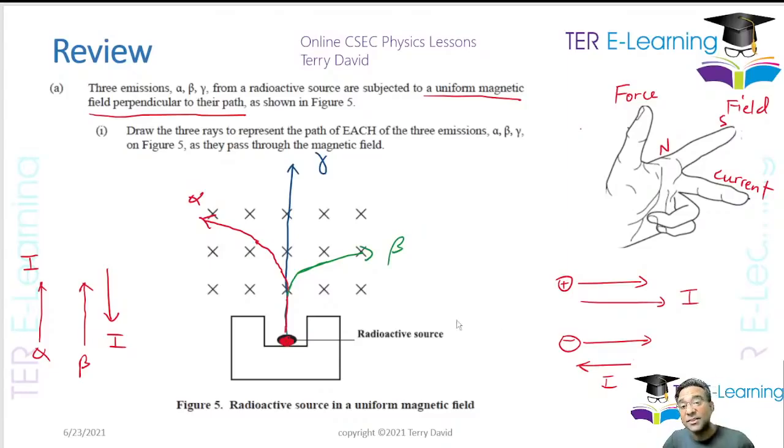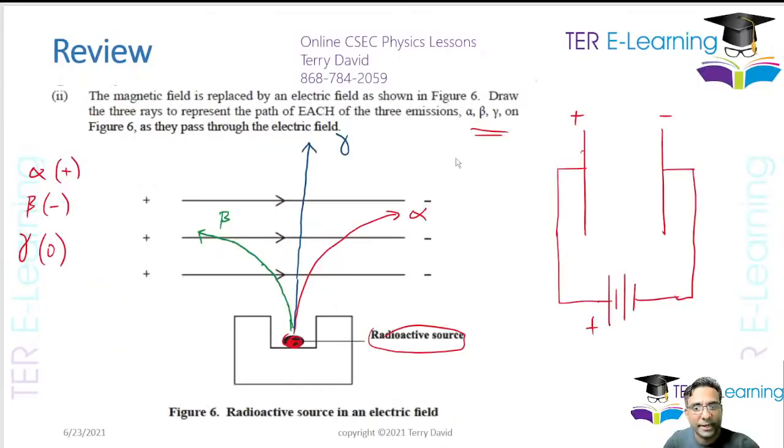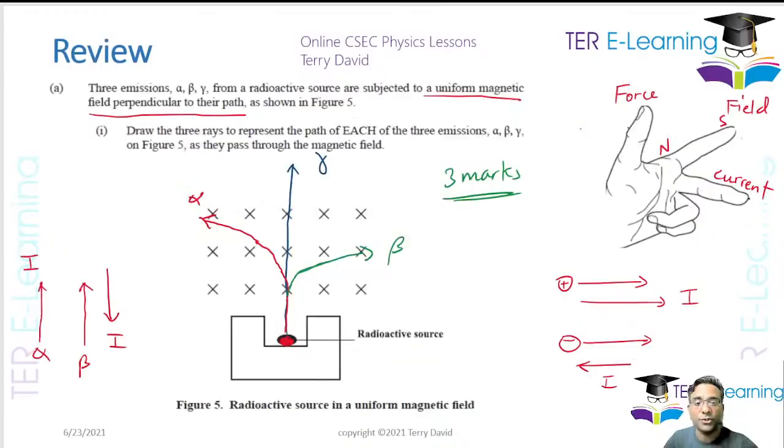Now, if CXC gives you this in the exam, I am telling you, you're getting 3 marks for this. Don't go in the exam and lose 3 marks for this. The same thing for the previous one. This one here is also 3 marks. You're getting 1 mark for each of the lines that you are drawing, right? So make sure you know how to work this out.